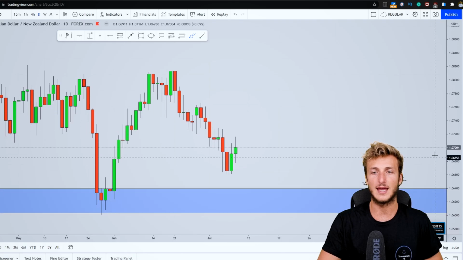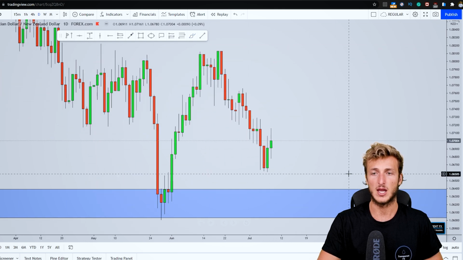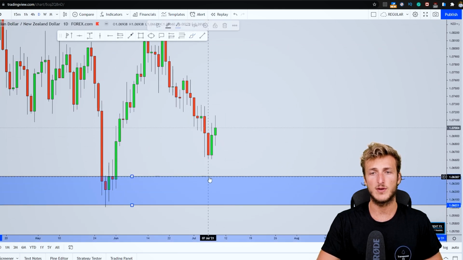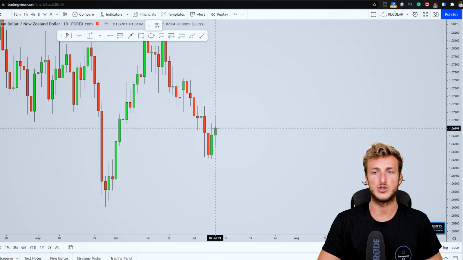Going down on the daily time frame, what do we see? Now here in the daily time frame, we have even more confirmations for a potential rejection to the downside.